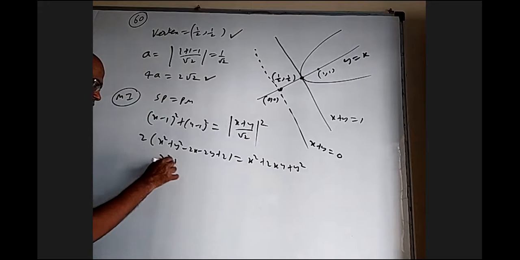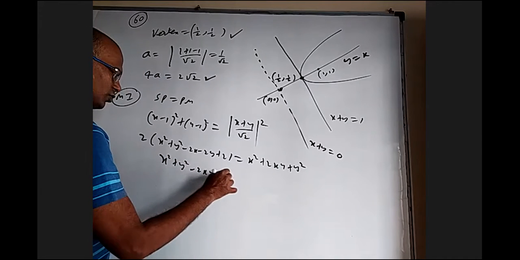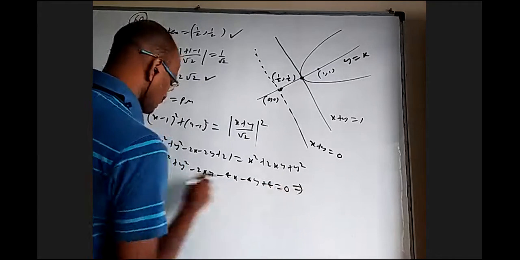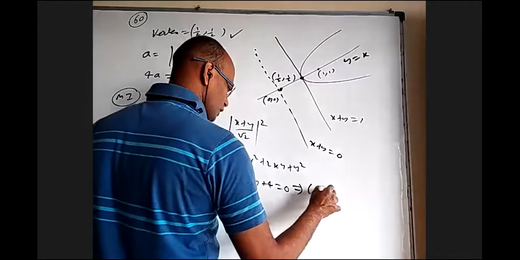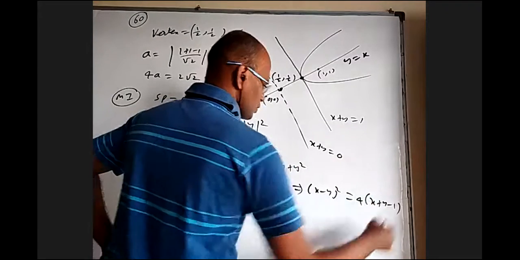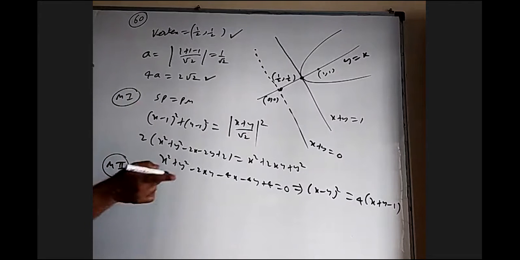Send everything this side, we'll get x square plus y square minus 2xy minus 4x minus 4y plus 4 equal to 0. This is a perfect square, which is (x minus y) whole square equal to 4 into (x plus y minus 1). That is a parabola. Or somebody can use a new definition.